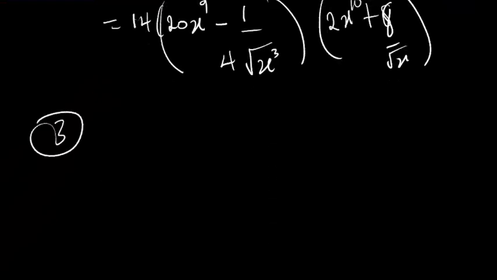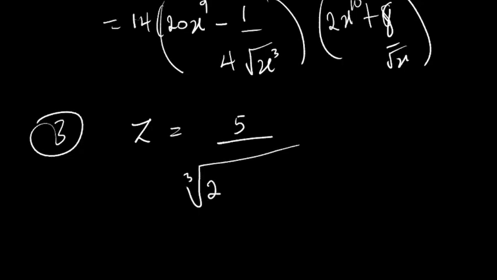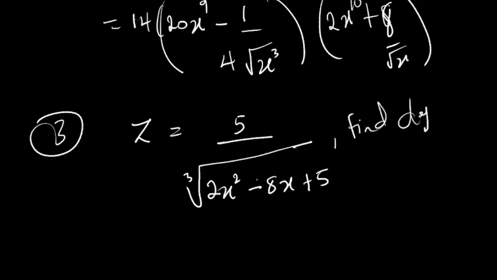Number 3. What if we are given, let's say, z equal to 5 over cube root of 2x squared minus 8x plus 5. You are asked to find dz/dx. So you can pause this video and try it, and let's see what you get.